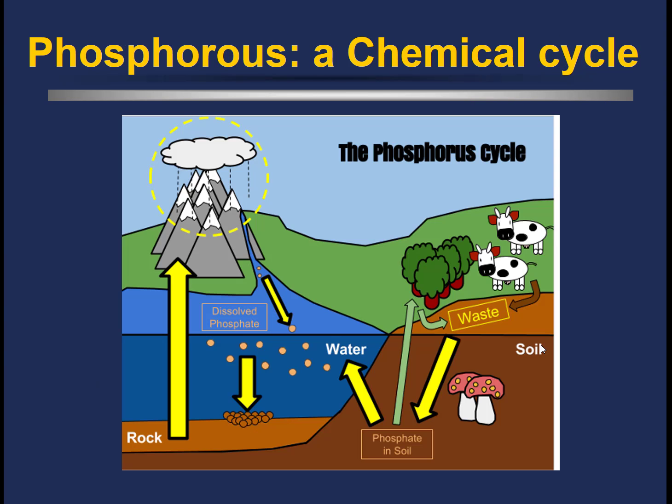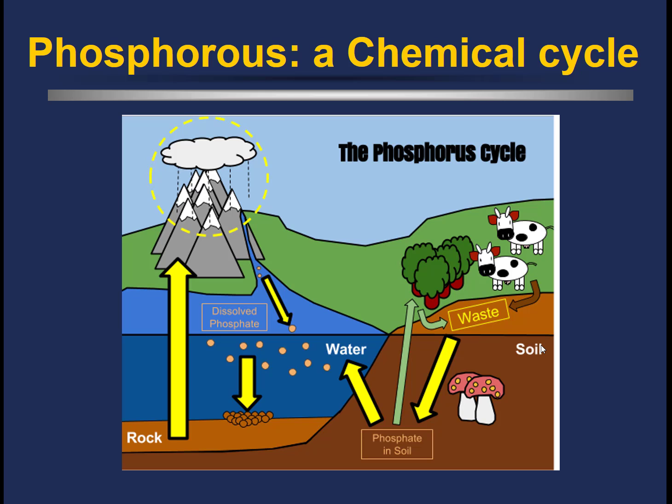Another geochemical cycle is phosphorus. So phosphorus comes from rock. The rock will uplift and form mountains. With water and erosion, that rock is broken up and the phosphates are dissolved into water. The soil uptakes it. The plants get it from the soil. Animals get it from plants. And then when animals and plants die, the phosphorus goes back into the soil.